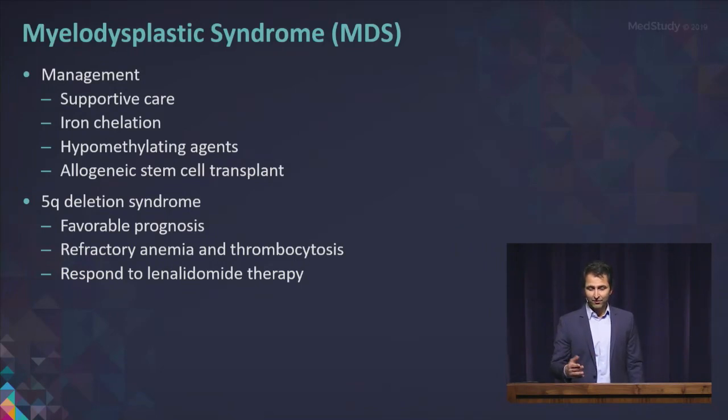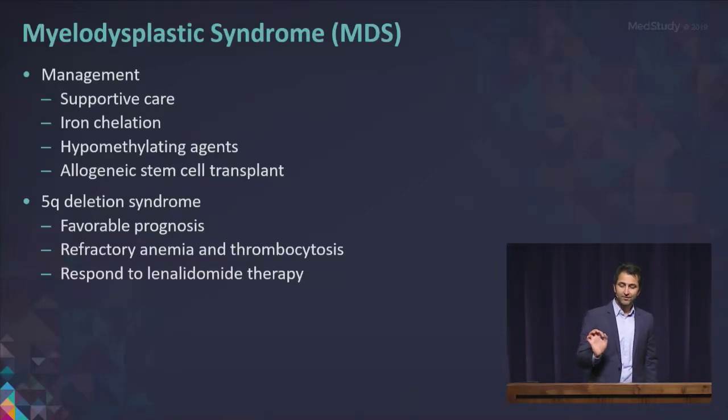And as is often the case, if there's one variant of the syndrome that's different, you should know it. In this case, it's the 5q deletion syndrome of MDS. This is younger patients, more favorable prognosis, and they typically present with high platelet counts, and they respond to lenalidomide therapy. So it's a little bit of a quirky variant, but if you get that, you'll get a question right that maybe others may not, the 5q deletion syndrome.